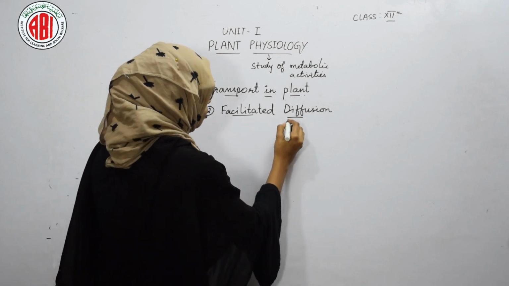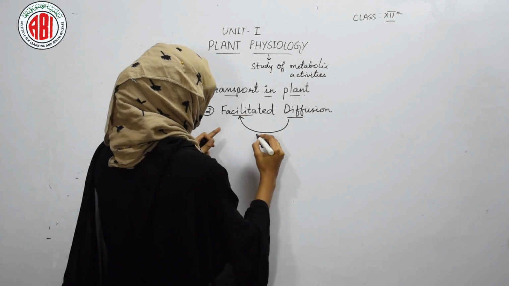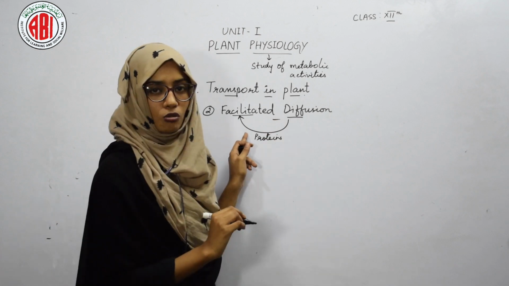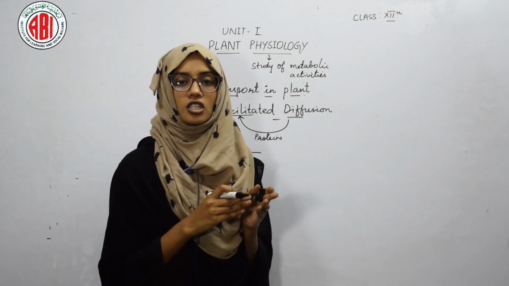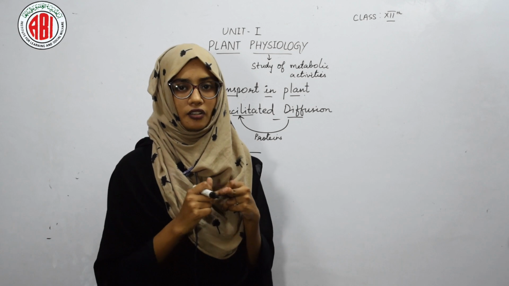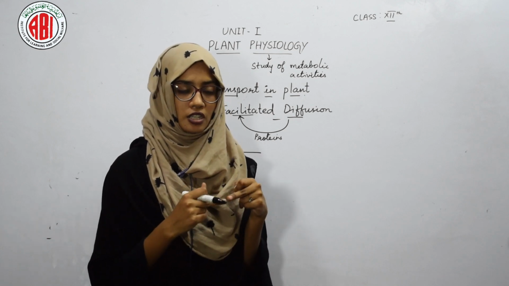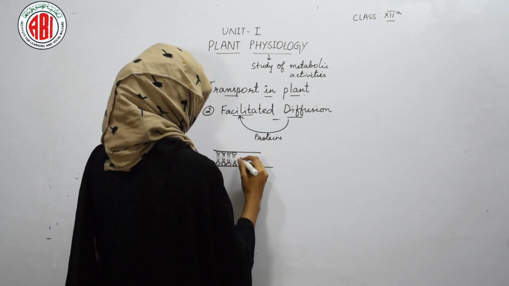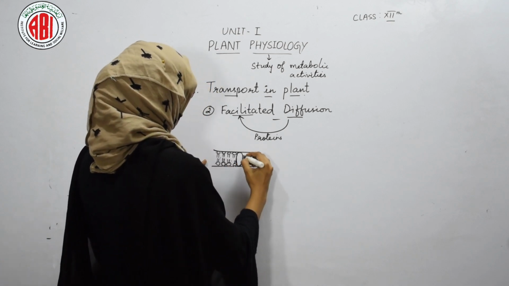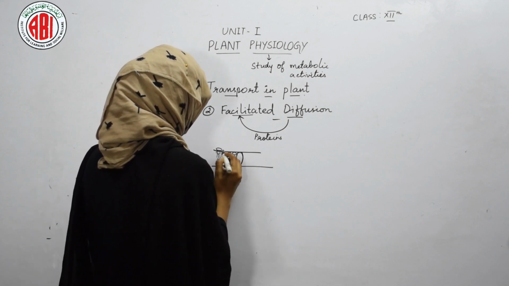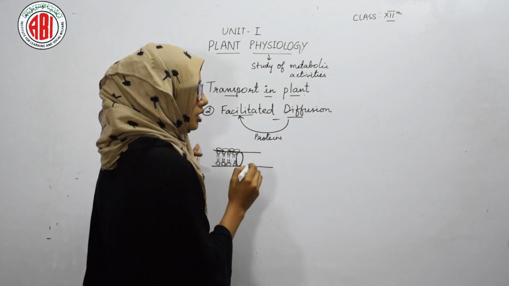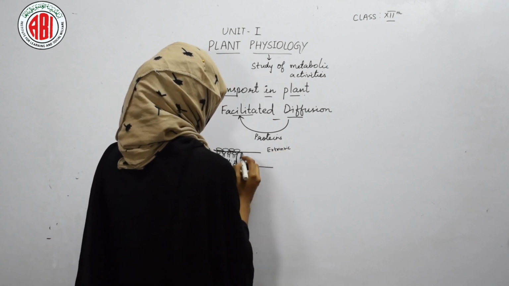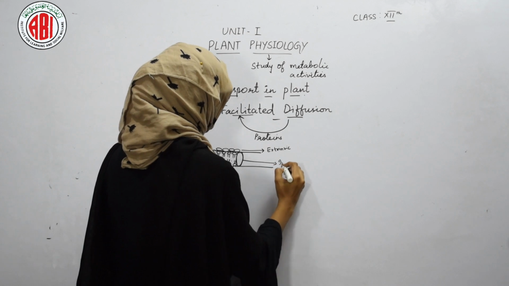So if the diffusion is carried out or is facilitated by some proteins, then it is called facilitated diffusion. And we know the molecules which need to get transported are entering into the cells. So the plasma membrane is made up of phospholipids, and it shows some proteins inside and some proteins outside. The proteins which are present outside are called extrinsic proteins, and the proteins which are found inside the membrane are known as intrinsic proteins.